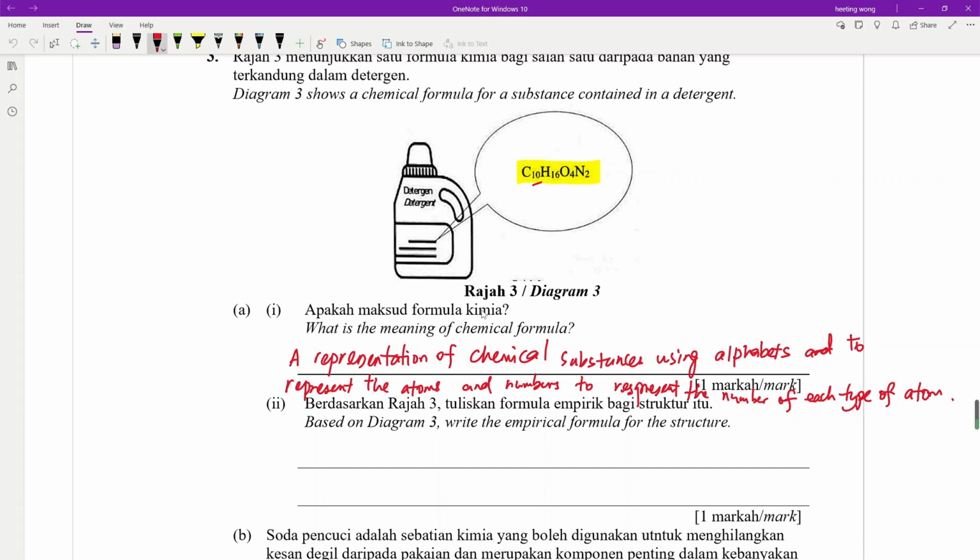Now based on the diagram, write the empirical formula. So the empirical formula is actually one answer only. It should be a very short one. So we need to simplify it. 10, 16, 4 and 2. So meaning that we can simplify it by dividing by 2. So it becomes C5H8O2N1. Okay, so this one is the empirical formula.